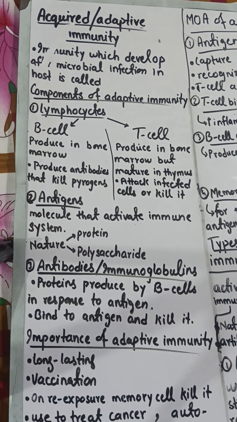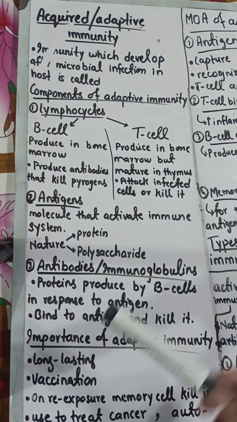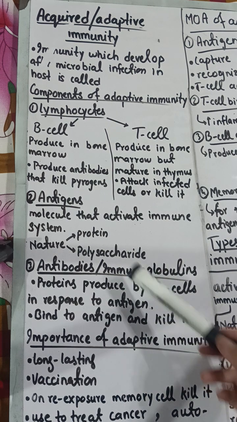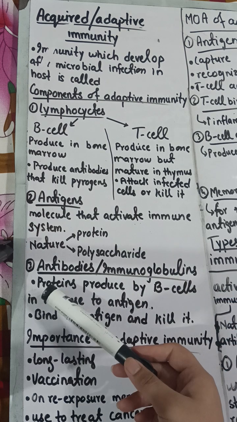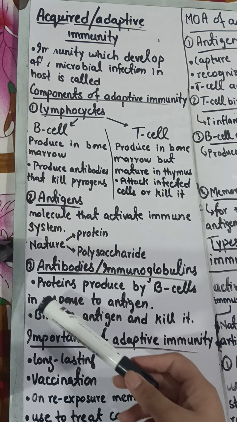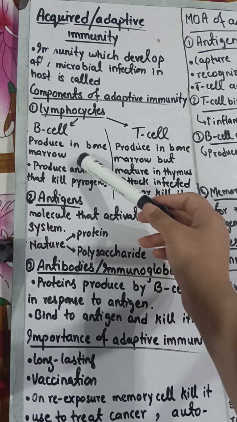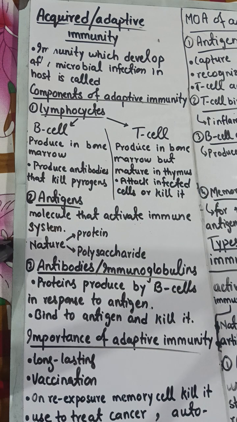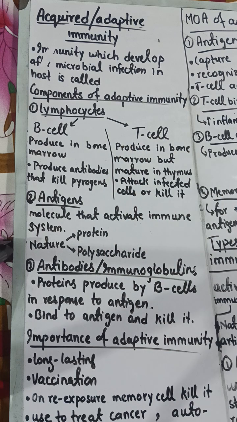So, what are the antigens? Let's discuss it. Antigens are the molecules that activate your immune system, meaning they activate the production of antibodies. They are protein or polysaccharide in nature. While antibodies can also be called immunoglobulins. They are protein in nature and they are produced by the B cells of lymphocytes, bind to antigen and kill it. So these three are the components of your adaptive immunity.